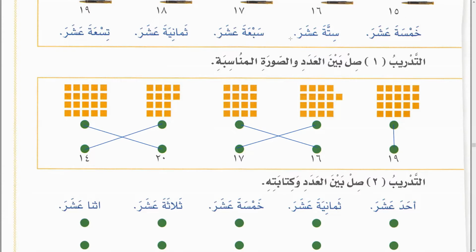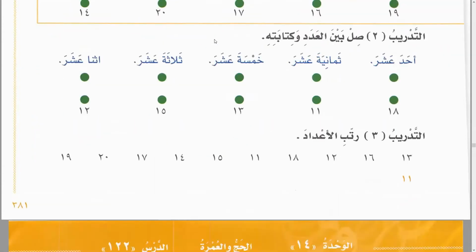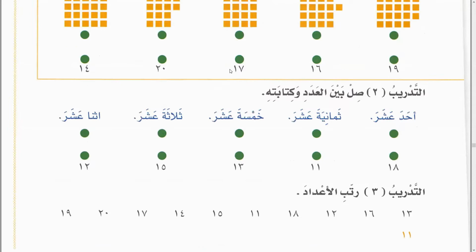So these are the numbers 11 to 19. What is ahada ashra? Ahada ashra is 11. What is samaniyata ashra? Samaniya is 8, so 18. Khamsata ashra is 15. Salasata ashra is 13. And isna ashra is 12. So these are the numbers 11 to 19.